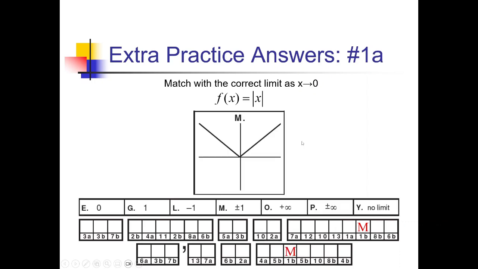For 1A now that I've identified this graph, I'm going to find the limit as x approaches 0. So as I approach 0, which is at the origin here, from the left and the right side, it's coming out to the same number. We're approaching the y value 0 there. So that means that my limit is going to be 0, which is choice E. So let me put that in 1A, wherever that is. 1A, right there. So there is an E. And are there any other 1A's hiding in here? Nope, I think that's it.